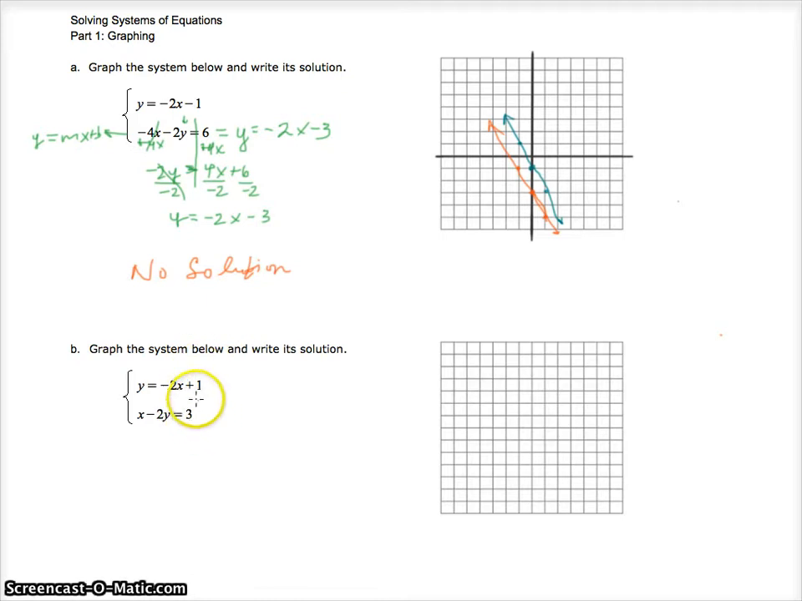Let's look at another example. Here I have y equals negative 2x plus 1, and I have x minus 2y equals 3. I need to get this equation to y equals mx plus b so I can graph it. So I'm going to subtract x from both sides. So I'll have negative 2y equals negative x plus 3. Now I'm going to divide everything by negative 2, excuse me.